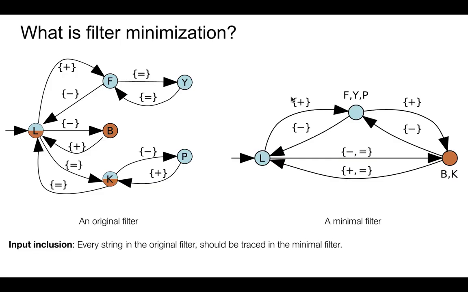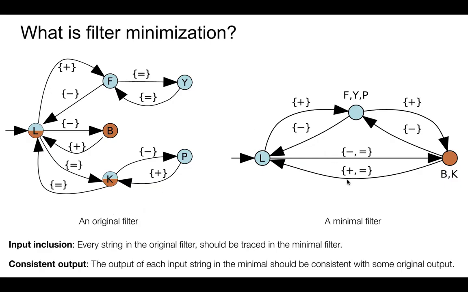In this work, we are trying to find a minimum filter that has the fewest number of states and satisfies the following two properties. The first property requires that all input strings from the original filter must be able to be traced in the minimizer. And the second property is called the consistent output. It requires that the output of those strings in the minimizer must be consistent with some output in the original filter. If a filter satisfies both these two properties, then we say that filter output simulates the original filter.